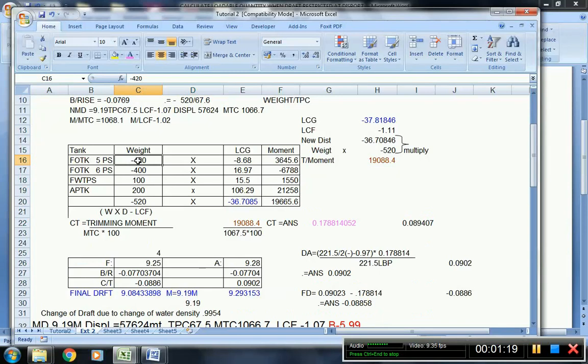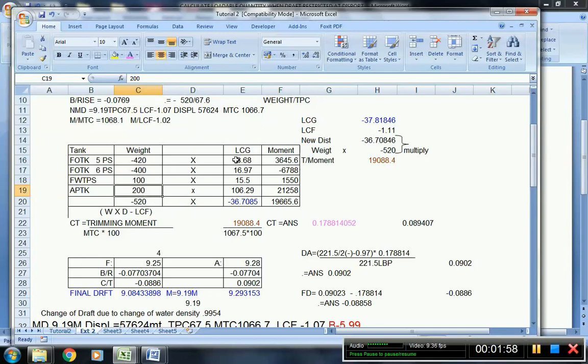So this is the weight for fuel tank number 5, port and starboard. The consumption is 420 for tank number 5, while tank number 6 is 400. There is a negative sign affixed because this is consumption. And the freshwater tank, that is production, plus sign. Likewise, one day prior to arrival, you have to put some ballast in the after peak tank, 200.